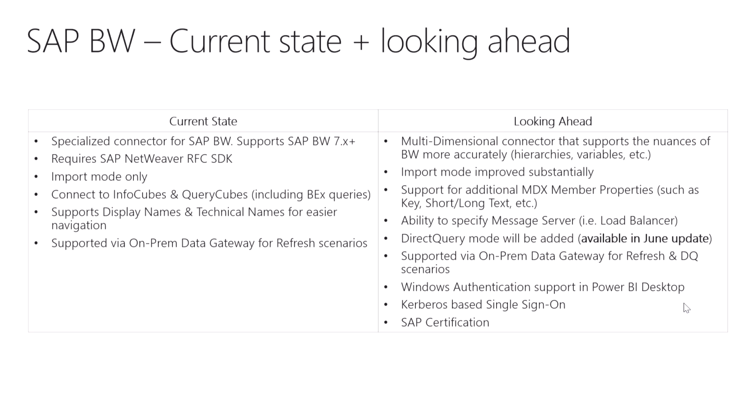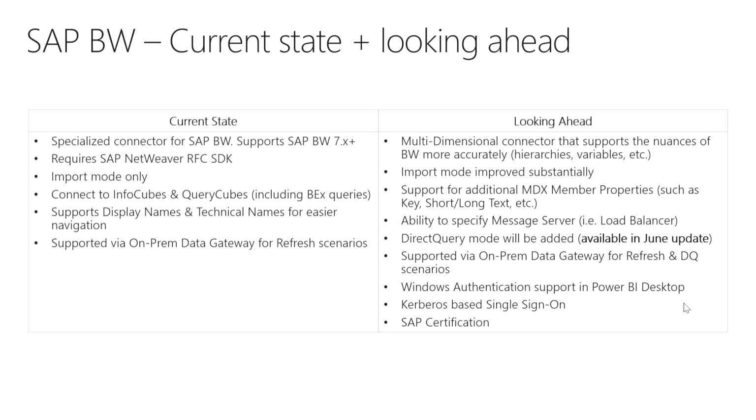We are also making lots of improvements that accrue to both import and direct query, including things like exposing additional member properties. Today, if you use the BW connector, you realize that it only exposes the default caption for a given member, which is probably the medium text. And you might be missing things like keys or short and long text. So we're planning to expose that also really soon. Today, you're only able to connect to the application server. You cannot point to a message server that generally you'd use for load balancing. We're planning to add that support as well.